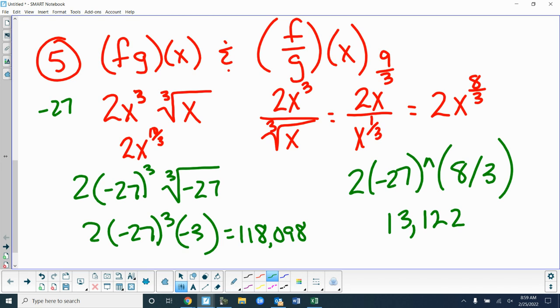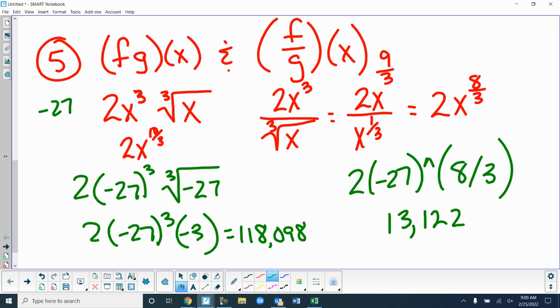So getting some big numbers, but it's not that difficult. Number 9, when you multiply them, you get negative 98x to the 11/6, and the division you get negative 1/2 x to the 7/6. When you multiply and put 64 in, you get negative 200,704, and you get negative 64 for the division.